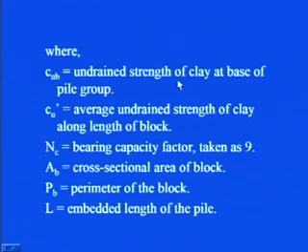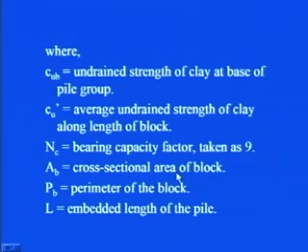It will be the total area of the base in which all the piles, let us say 100 piles, are there. If 100 piles are there in that group, then a total of 100 piles are lying in that particular area. Then Cu prime is the average undrained strength of clay along the length of the block. NC is, as usual, the bearing capacity factor, which is usually taken as 9. AB is the cross sectional area of the block.